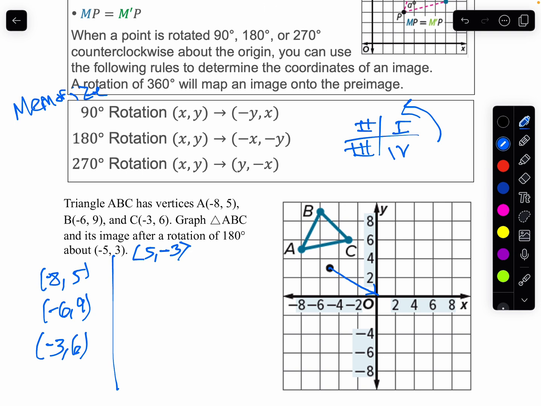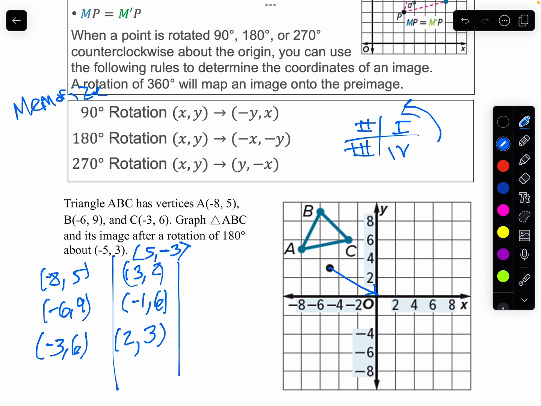So 8 plus 5 is 13. 5 minus 3 is 2. -6 plus 5 is -1. And 9 minus 3 is 6. -3 plus 5 is 2. And 6 minus 3 is 3.